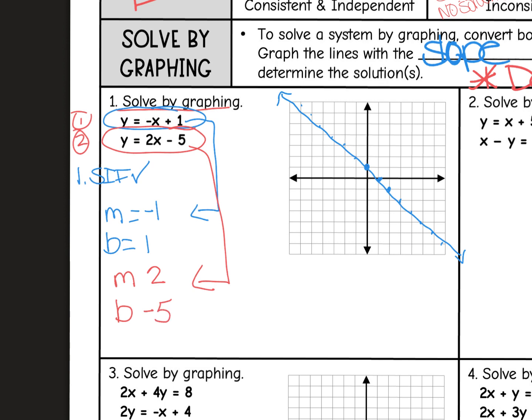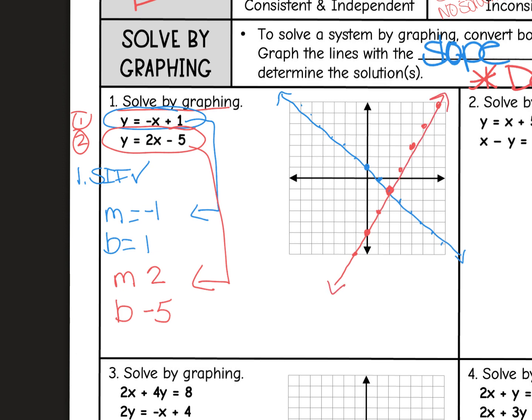Okay. So here I'm going to start at -5, 1, 2, 3, 4, 5, and then my slope tells me I'm going to go up 2 over 1, up 2 over 1, and I will do this until I run out of room on my graph. And please make sure you do it in both directions. Okay. So when I graph this, you should see I have an intersection.